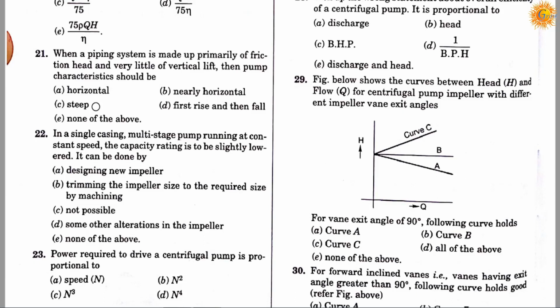Horizontal, option B is nearly horizontal, option C is steep, option D is first rise and then fall, and option E is none of the above. Correct answer is B, it will be nearly horizontal.